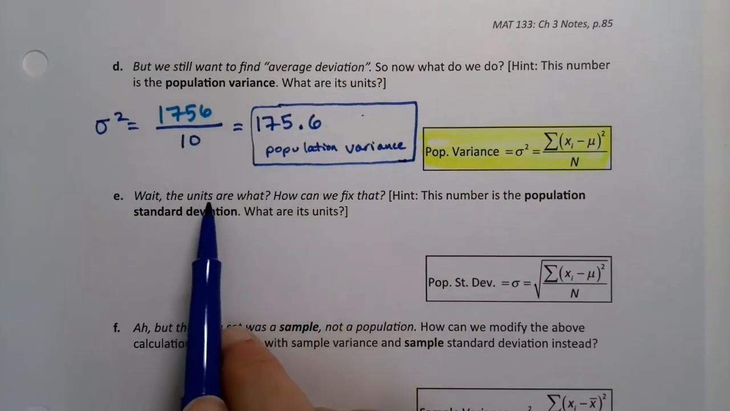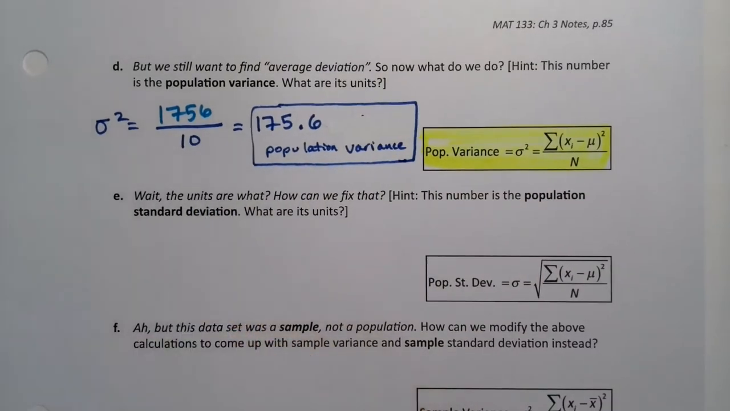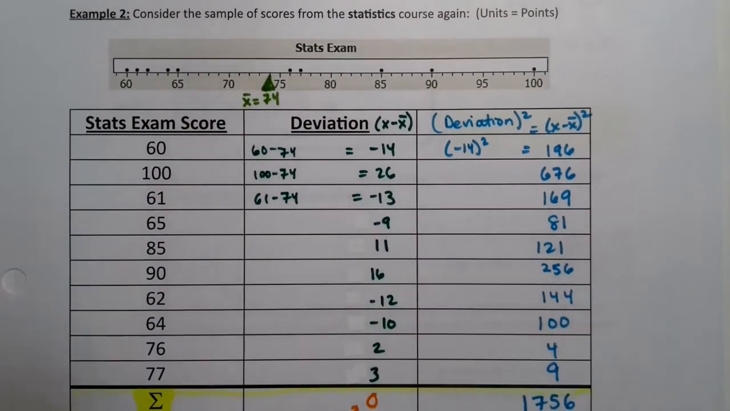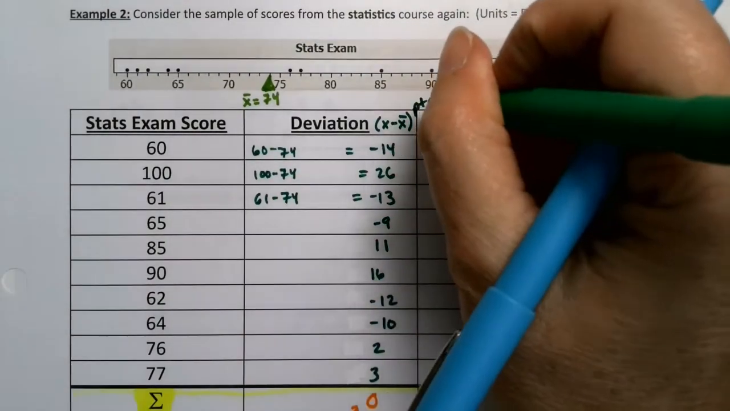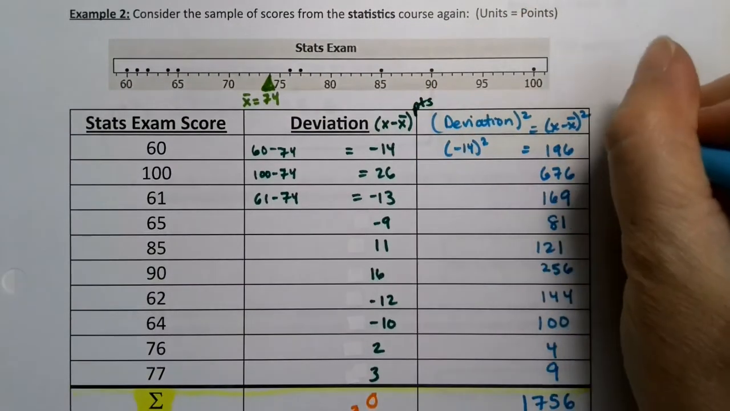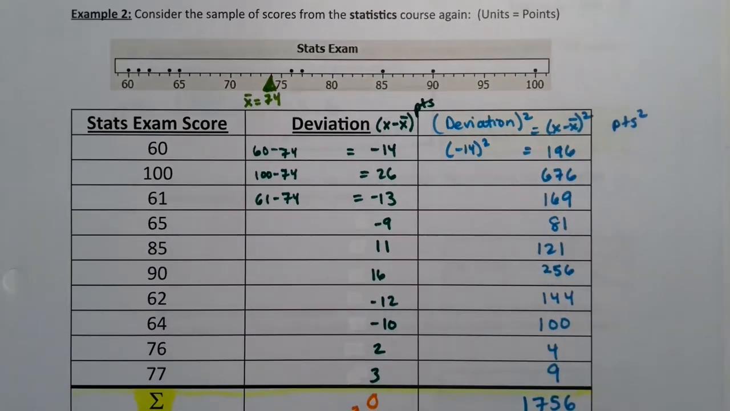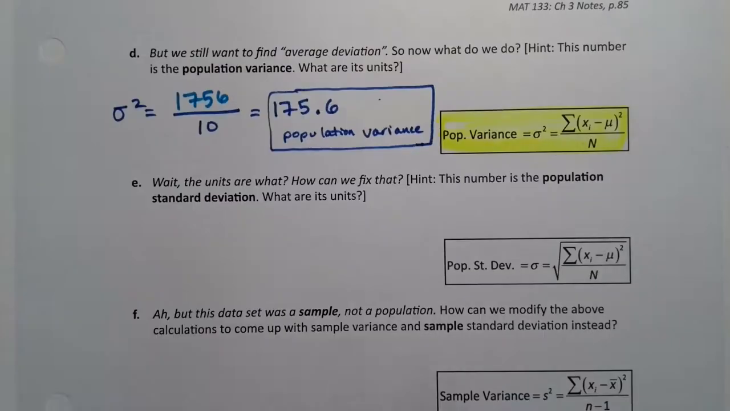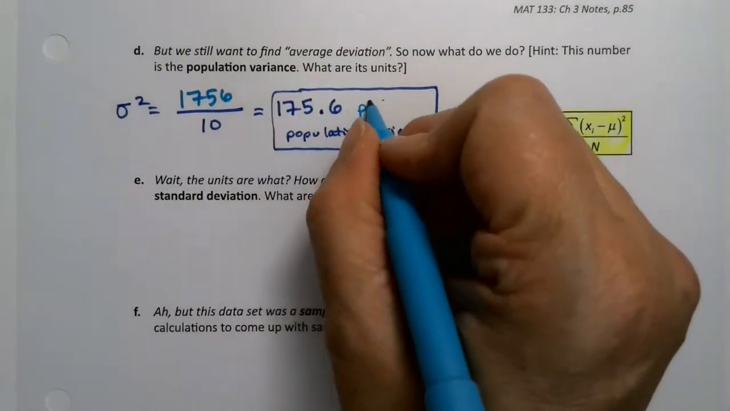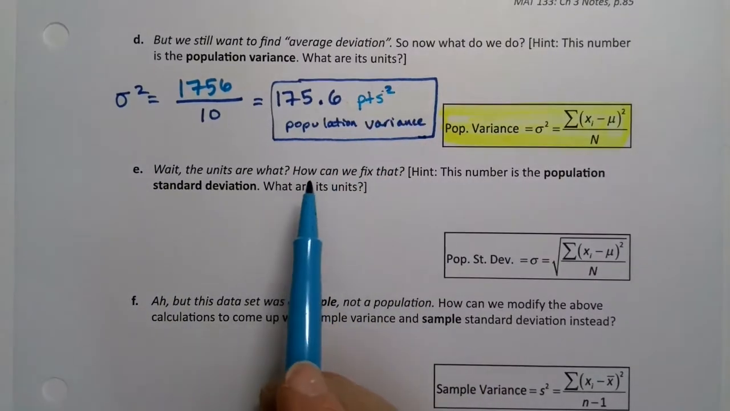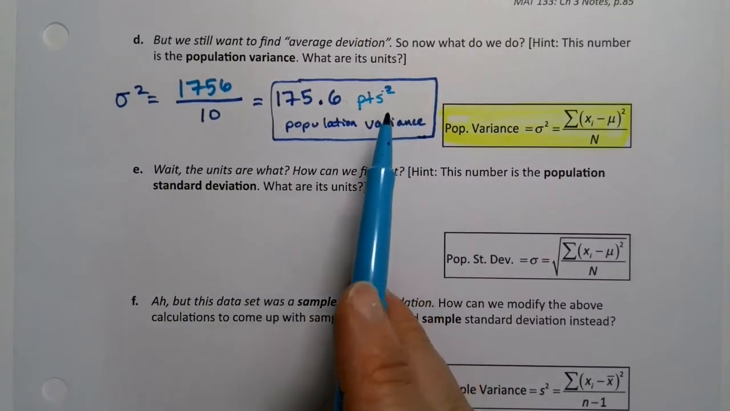The units are what? So wait. These were points on an exam. So when we do this, if these are points, then these are points squared. No, I'm not kidding. That's what it really is, which is crazy, right? Points squared. So the units here are points squared, to which you say, huh? That's no good. Points squared doesn't mean anything.